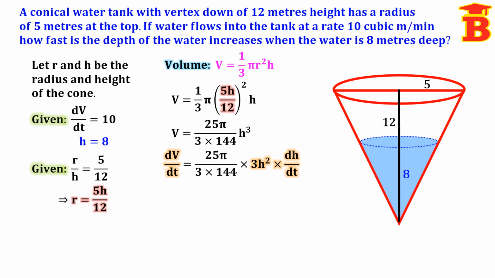Next step, substitute all the given values. Left side dV by dt value is 10 equal to, right side this constant is the same, into 3h square, 3 into h value 8, h square means 8 into 8, into dH by dt. Now simplify and get the answer for dH by dt.